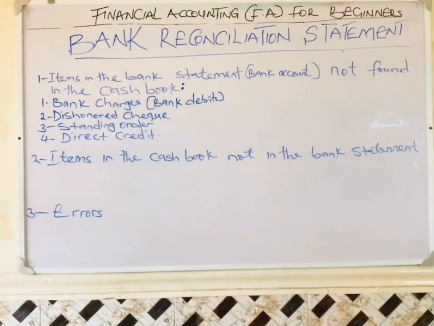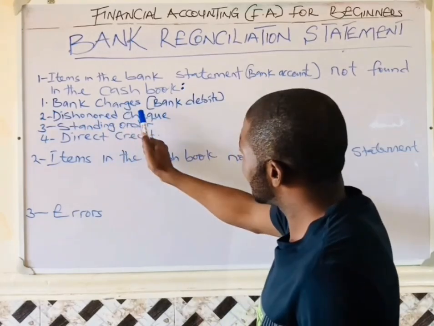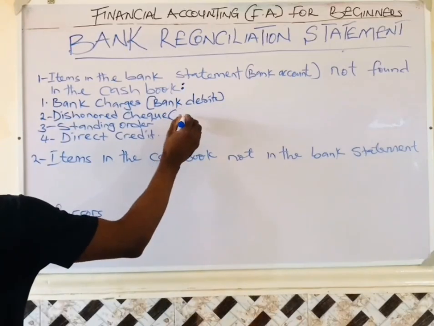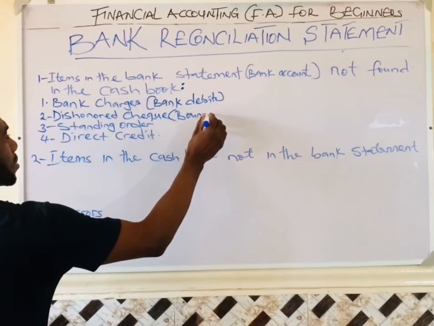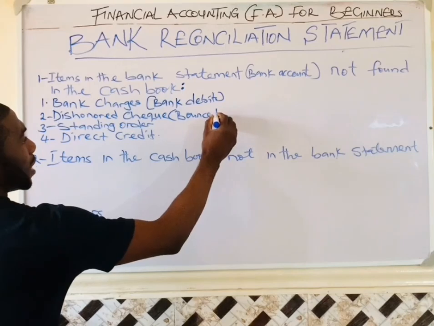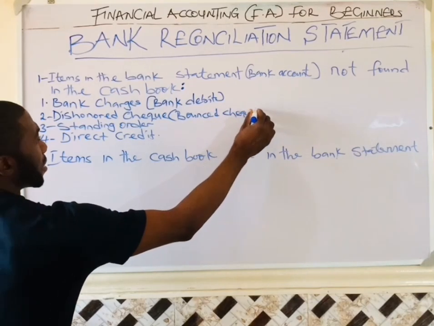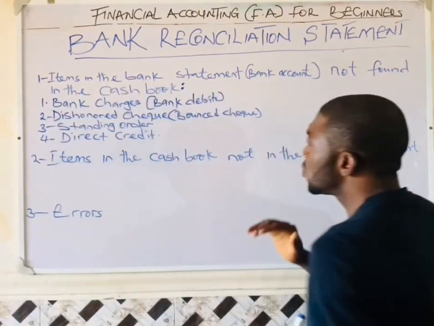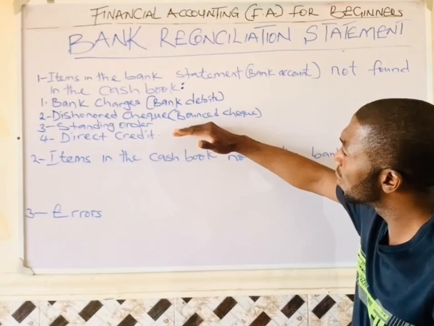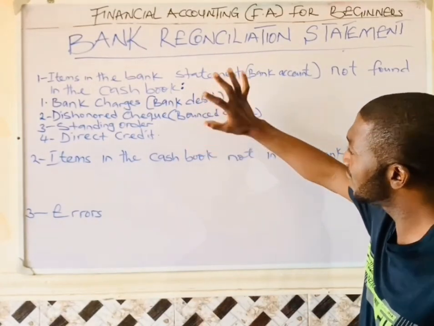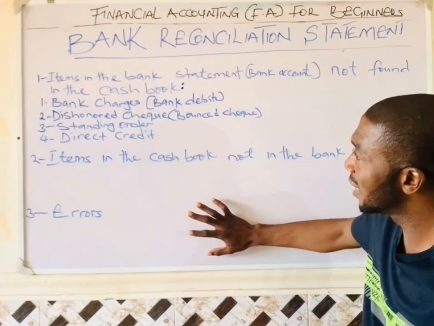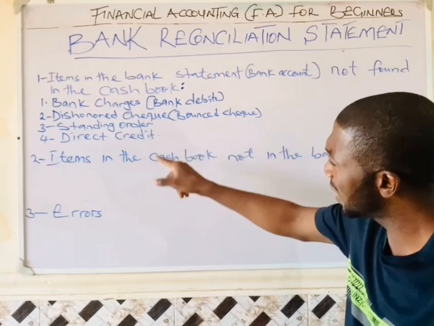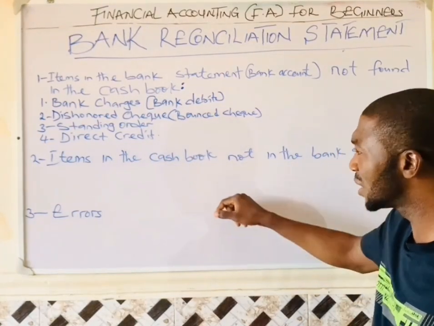So, if you look at these, bank charges, I say bank debit. Dishonored check is also called bounced check. Bounced check. So now, what I want you to know is this is at the angle of the bank. Whatever you see here is not in the cash book, this is in the bank. So the language of the bank is different from the language we use in our cash book.